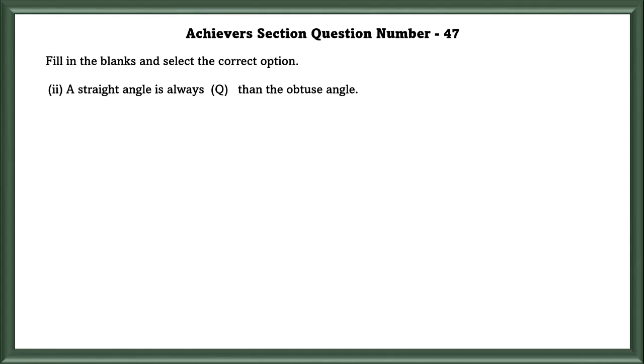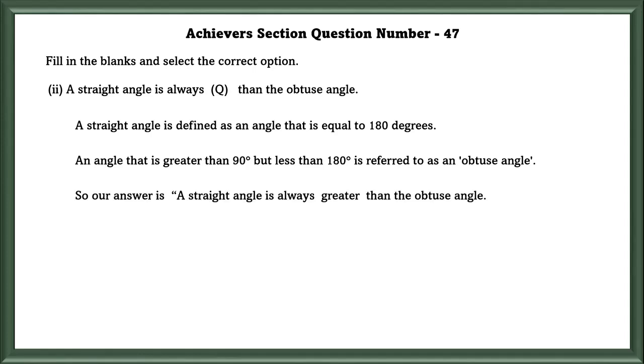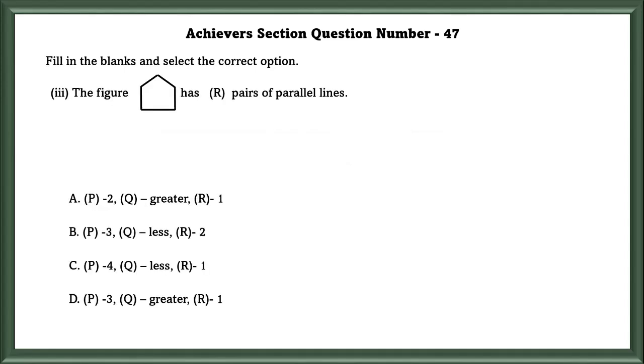Statement 2. A straight angle is always dash than the obtuse angle. A straight angle is the angle which measures exactly 180 degree. And an obtuse angle is the angle that is greater than 90 degree but less than 180 degree. So our answer is a straight angle is always greater than the obtuse angle. So Q is equal to greater. Third statement. The figure has R pairs of parallel line. In the figure, we can only see one pair of parallel lines. So R is equal to 1. And that leads us to the answer as D.